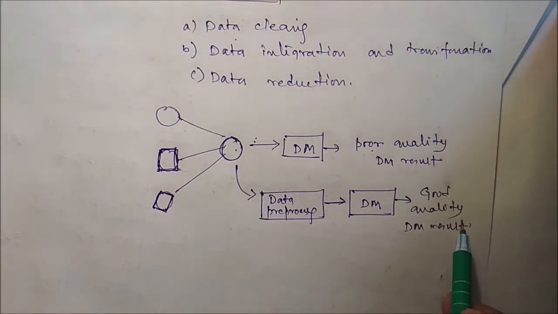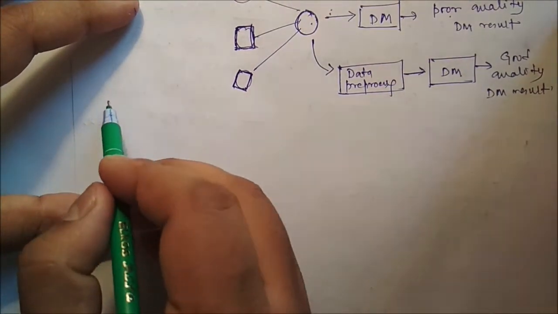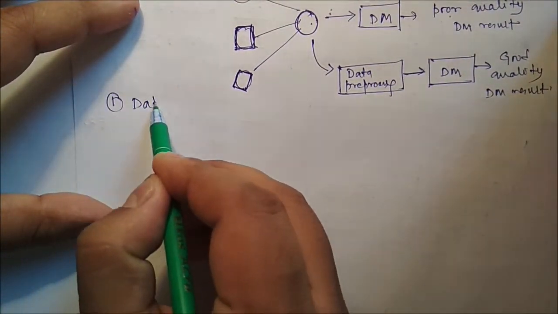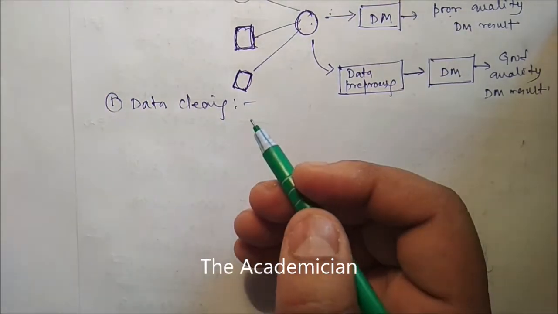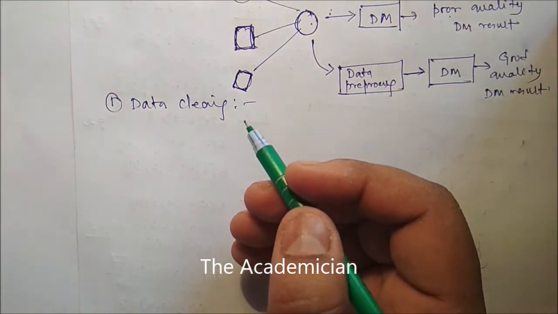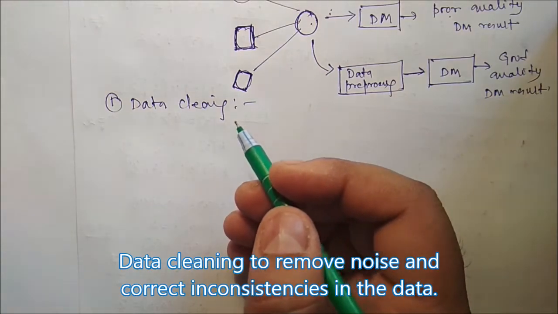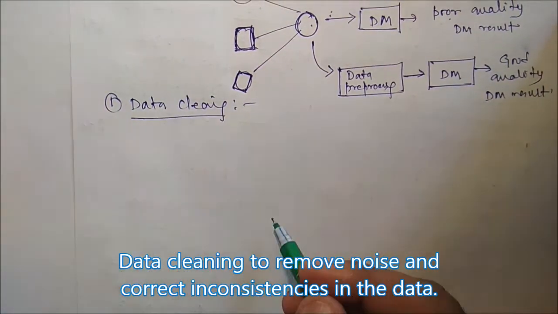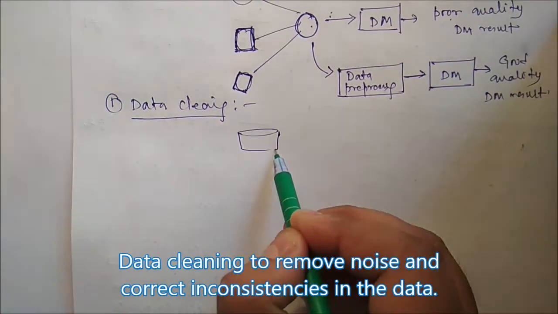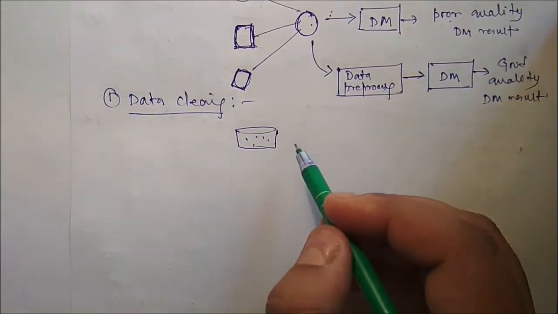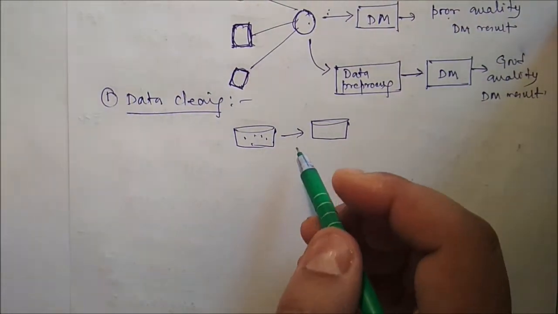Now various preprocessing techniques are there. The first one is data cleaning. So what is data cleaning? To remove noise and correct the inconsistencies in the data. In a database there must be some noise as well as data, so our goal is to remove the noise.